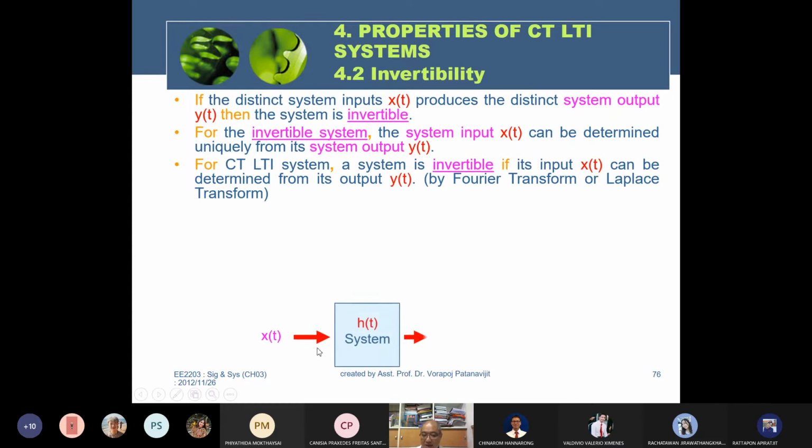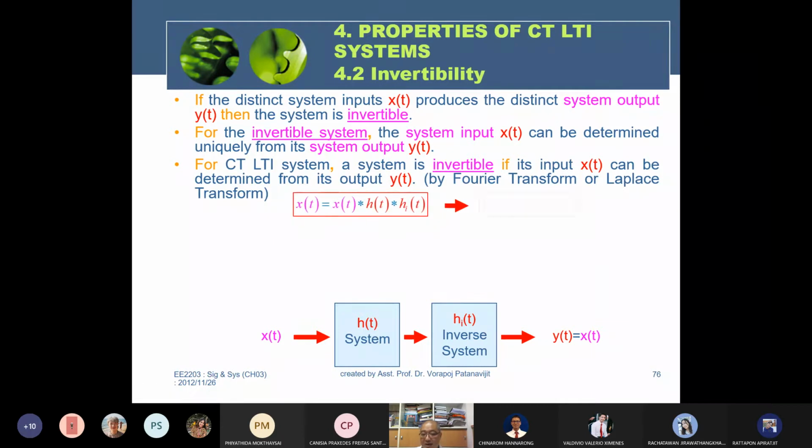Here the system is invertible if we can create an inverse system that cascades with the first one and cancels the effect of the first one. Therefore, the input will seem untouched: output equals input. You can write it in here, x(t). You know from the convolution property that x(t) convolved with the impulse gives you x(t) itself. Therefore, in this case, the impulse function is the identity of the convolution operator.